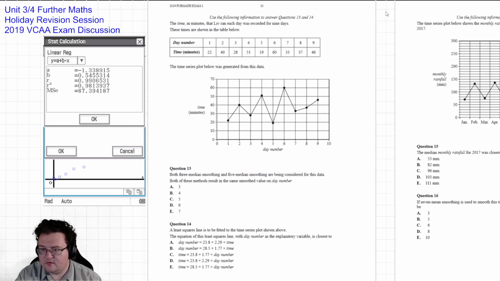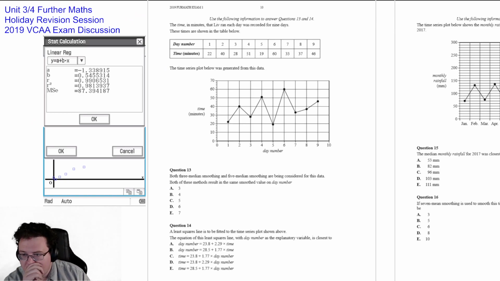Time series graphs. Numbers, boring, skip, down to the graph, down to the question. What's the question actually asking, though? Both 3 median smoothing and 5 median smoothing are being considered for this data. Both of these methods result in the same smooth value for which day?